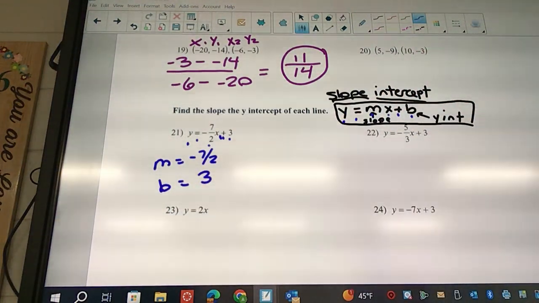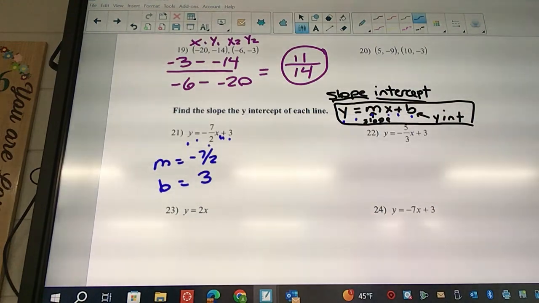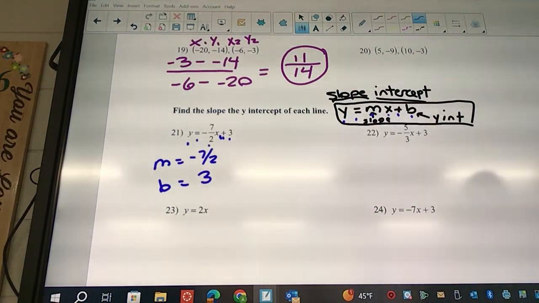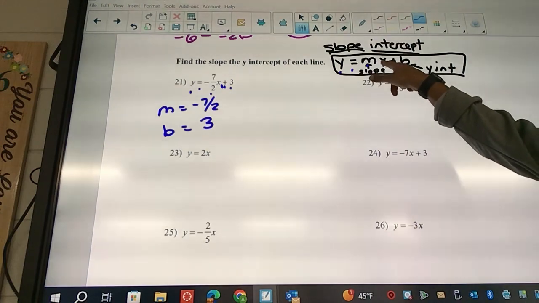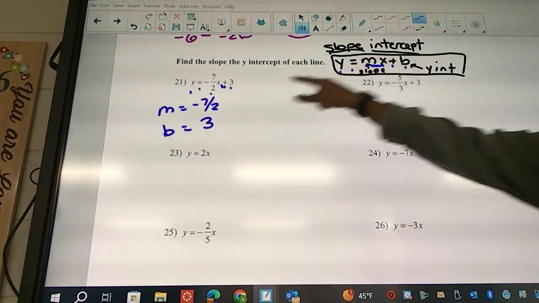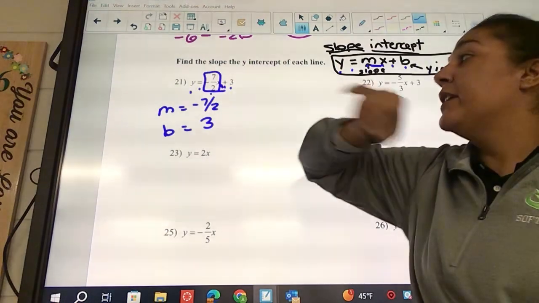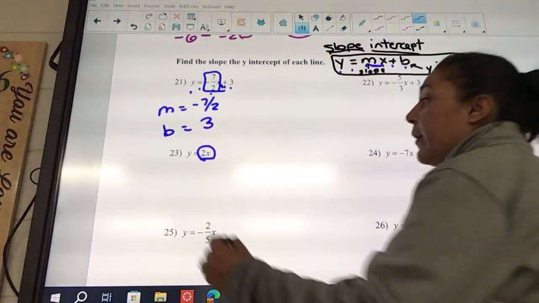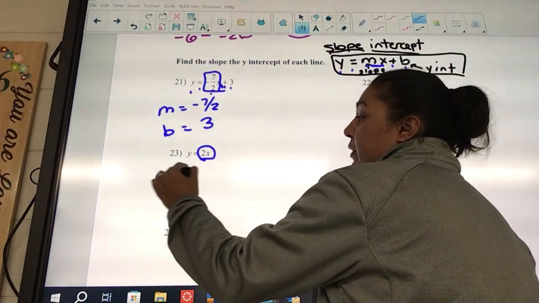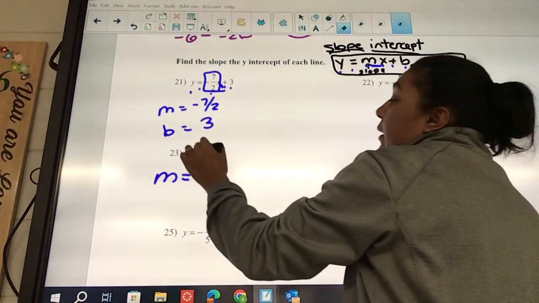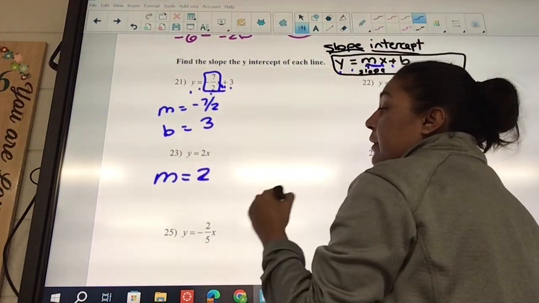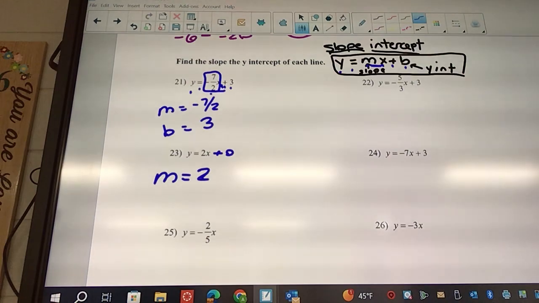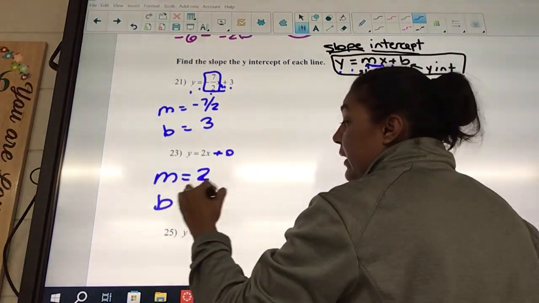Now there are a few exceptions on here, which is the next 3. So stay with me for the next 3. If we look at number 23, how you can tell what the slope is: it's whatever's connected to the x. See how these are right next to each other? The slope always has the x with it. So is this the slope or the y-intercept? It's the slope because it has the x with it. So my slope is just going to be 2. My y-intercept, because there's nothing there, I could put a +0 on here and it's the same thing. So my b is going to be 0 because there's no b there.